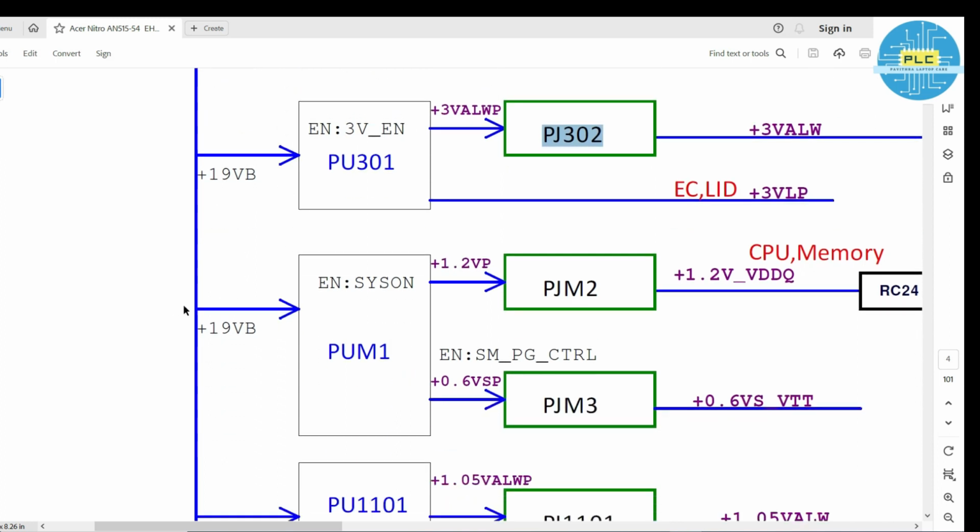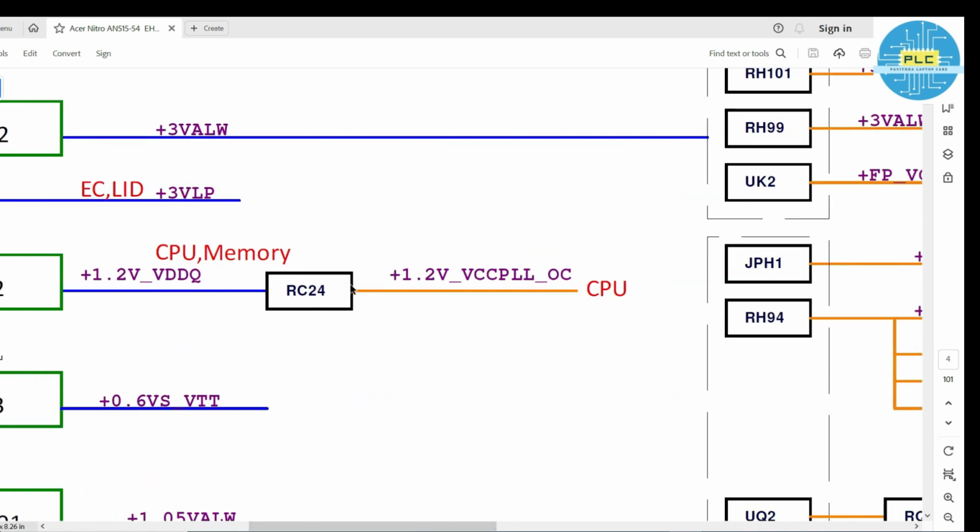Okay, and again this charging IC has given plus 19 VB. It receives the enable signal in this complete circuit and gives two appropriate outputs. See, one is 1.2 volts, the other one is 0.6 VSP. And again this output is connected to this coil, and it produces plus 1.2 volts VCC PLL to the CPU. This particular voltage is given to the CPU. This is the memory voltage.